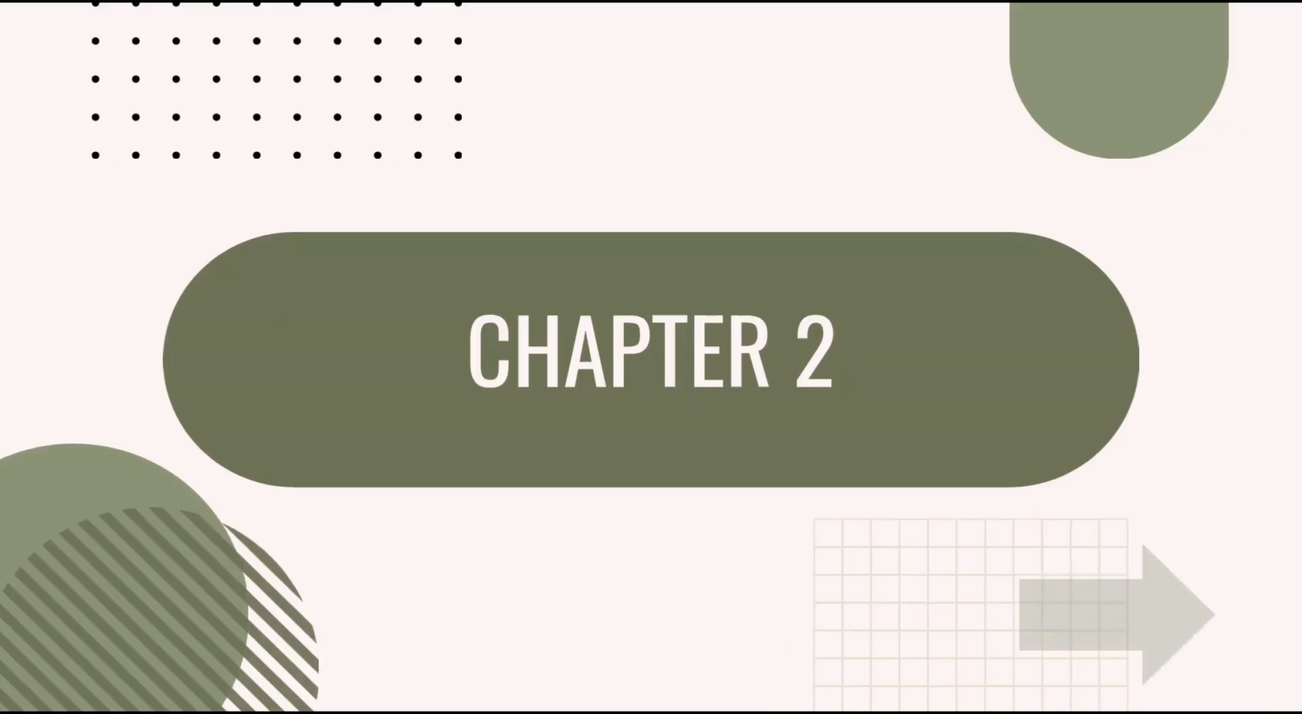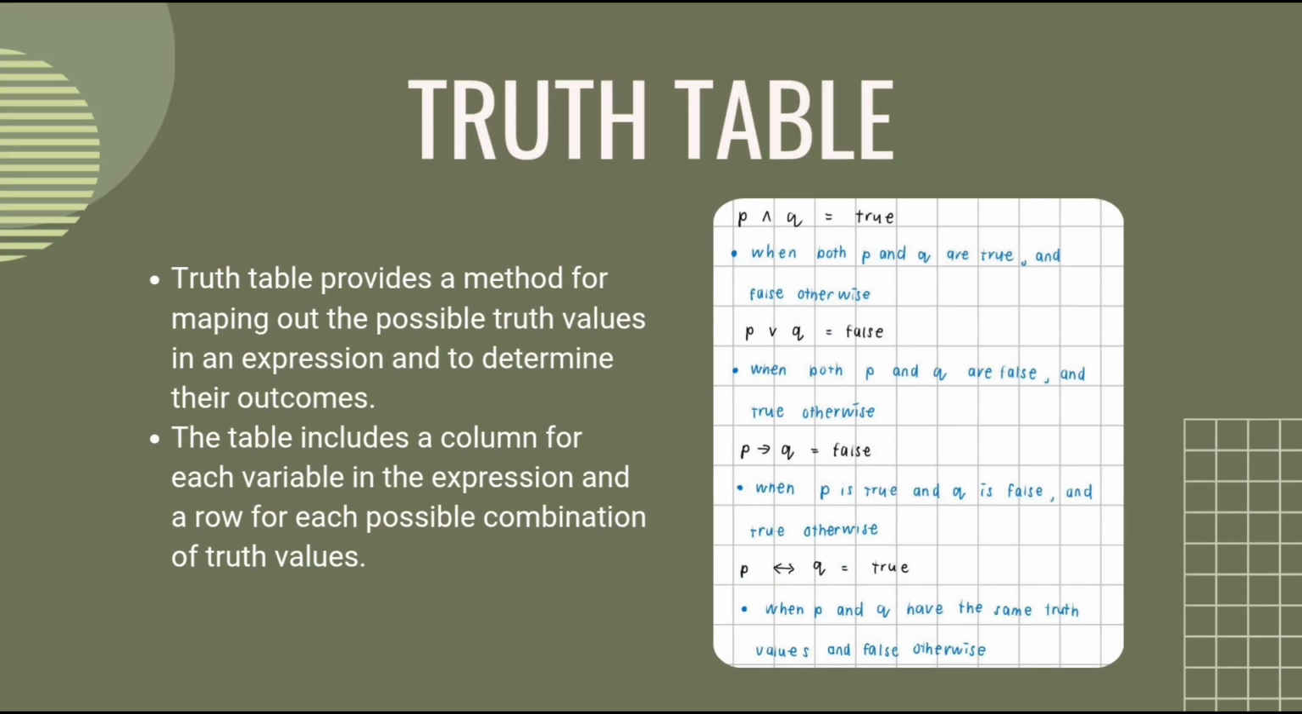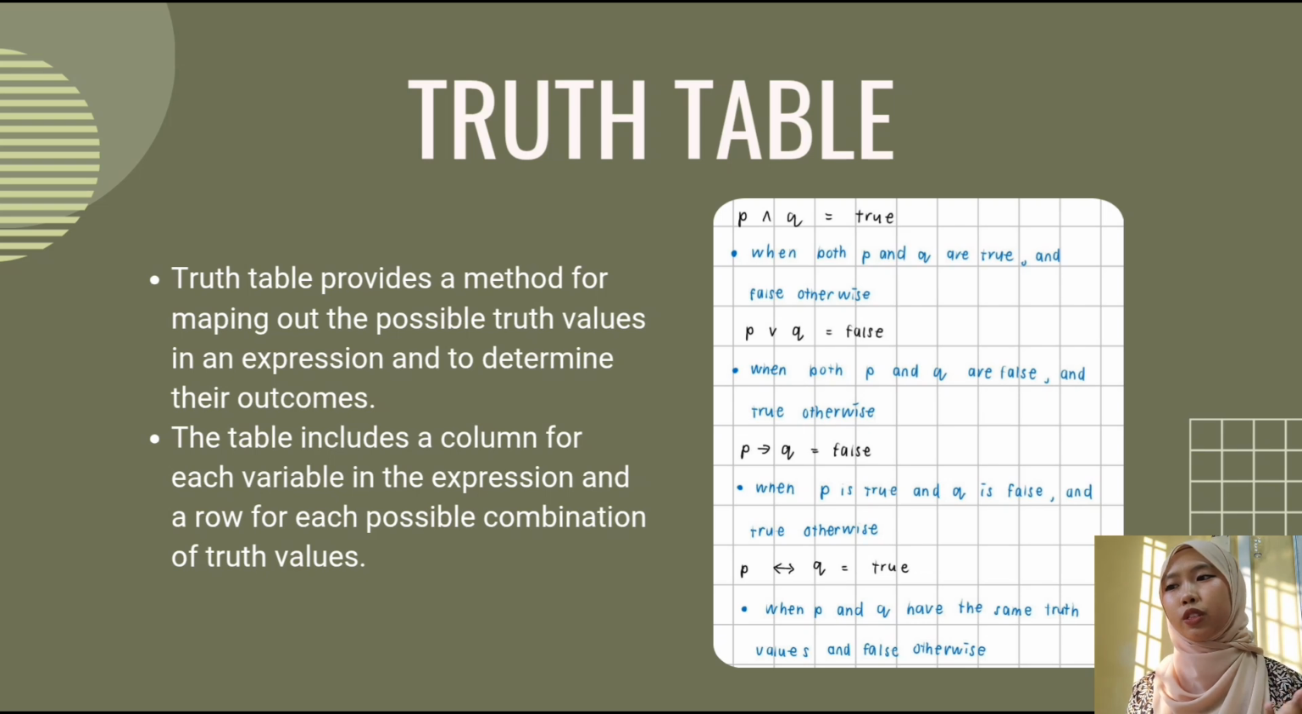So today, we are going to proceed with the presentation for the subtopic that I've given to you. But before that, I'm going to explain what a truth table is. What is a truth table? A truth table is a table that provides a method for mapping out the possible truth values in an expression and to determine their outcomes. The table includes a column for each variable in the expression and a row for each possible combination of truth values.